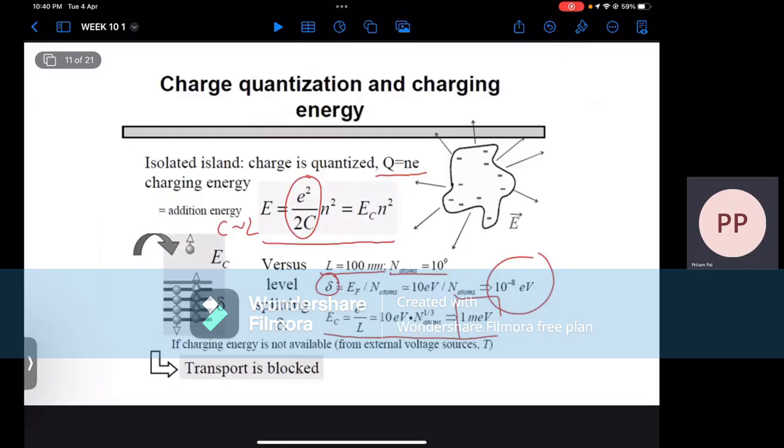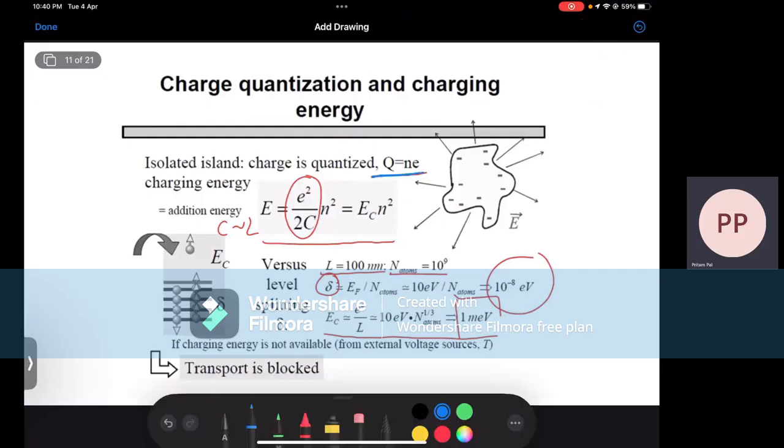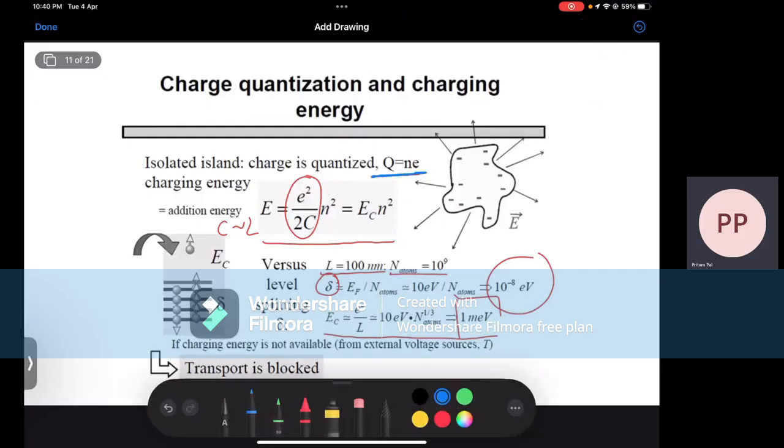So now I'll briefly discuss the charge quantization and the charging energy. When the island is isolated, then obviously we can put an integer number of charges on it, and we cannot put 3.5. The charge has to be n times e, in terms of the charge of the electron, where n is an integer.